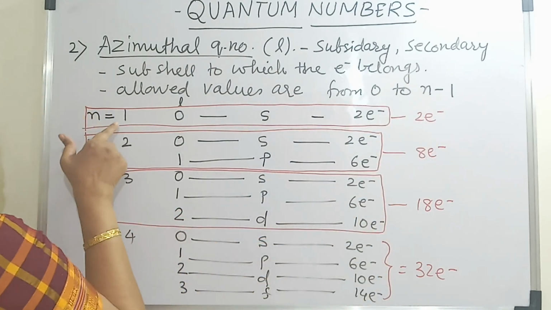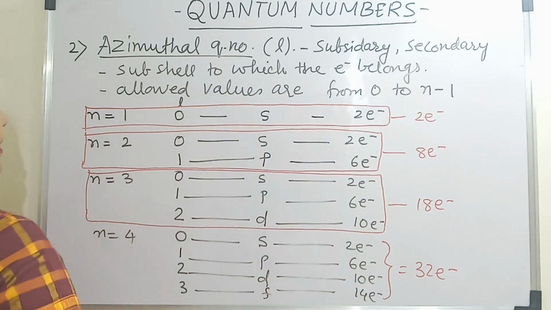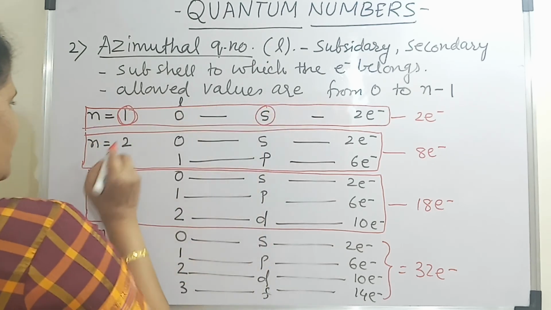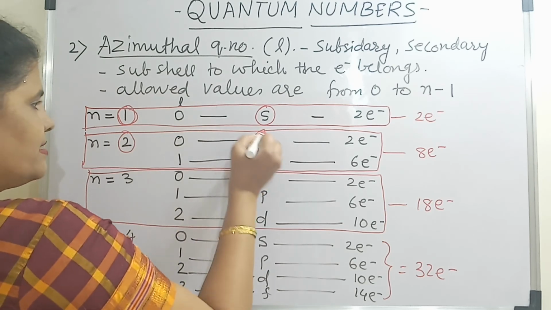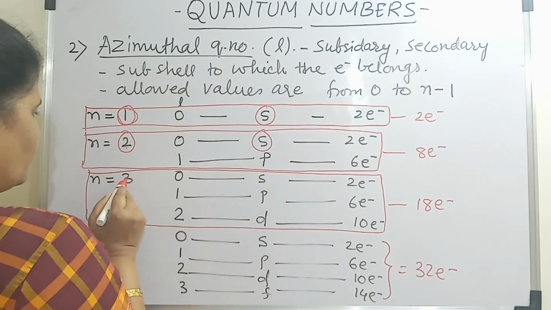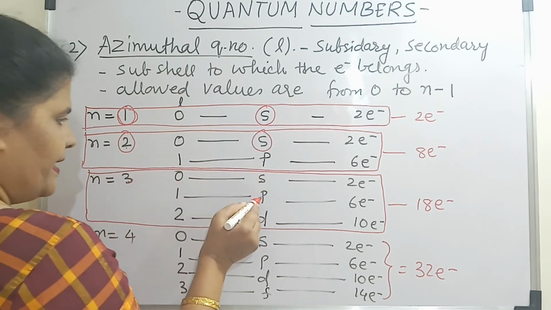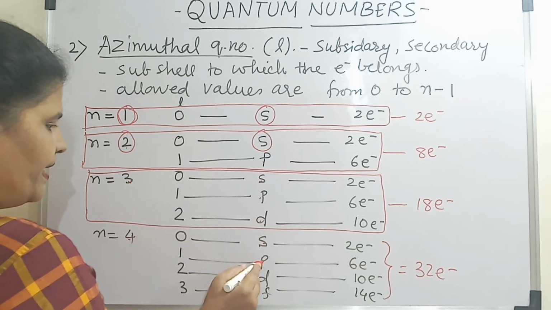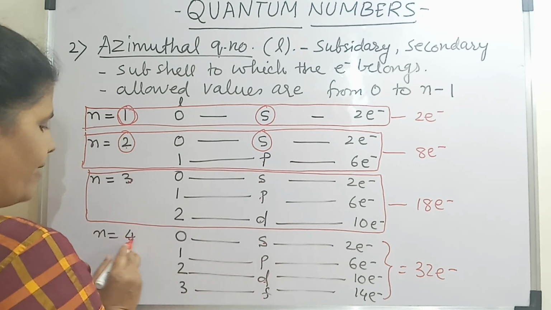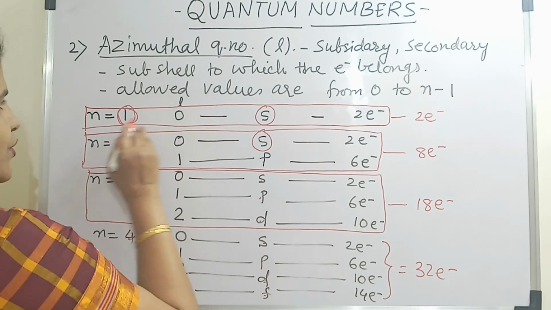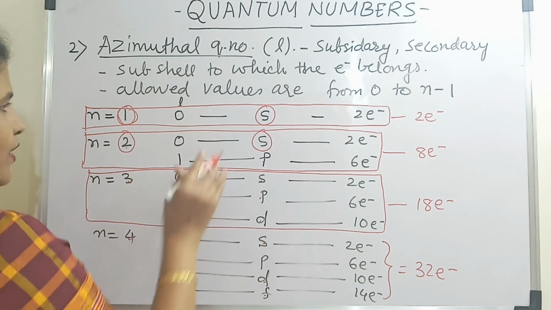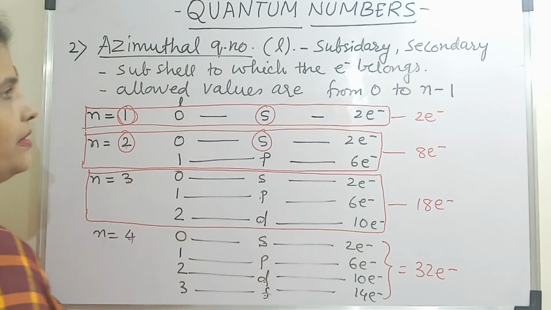So if you see this, the splitting is taking place here. What you will have here is 1s. So my first orbital will be 1s. Next will be 2s, 2p, 3s, 3p, 3d, 4s, 4p, 4d and 4f. If you see here, there is no 1p, there is no 2d, there is no 3f. So this is what you have to remember. Thank you, students.